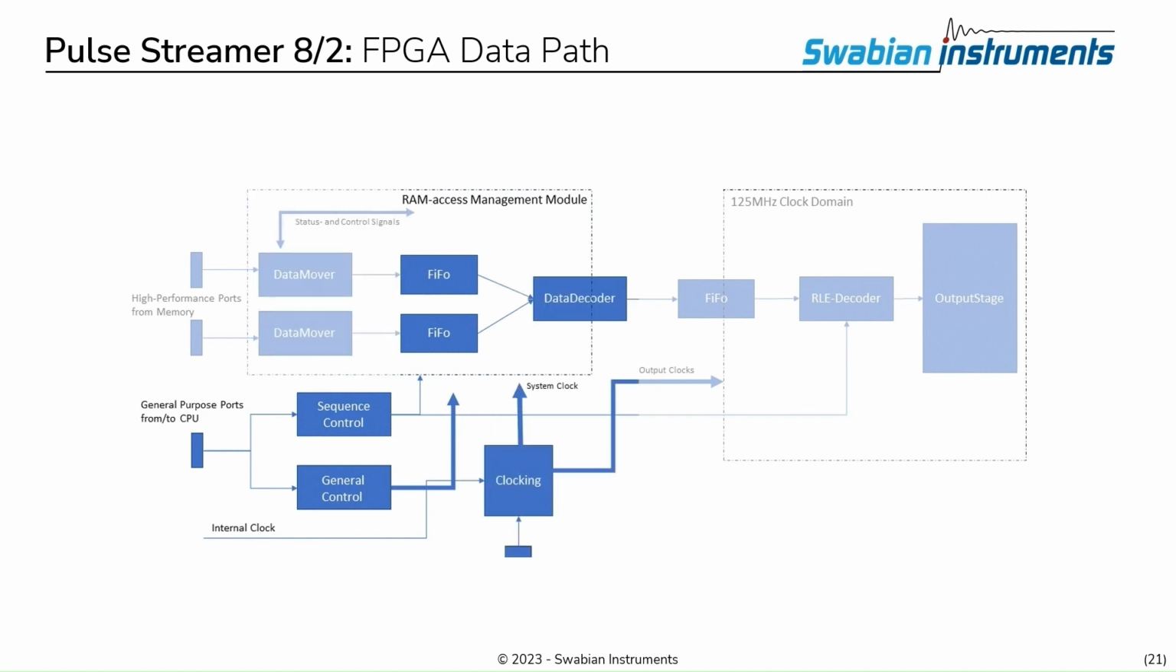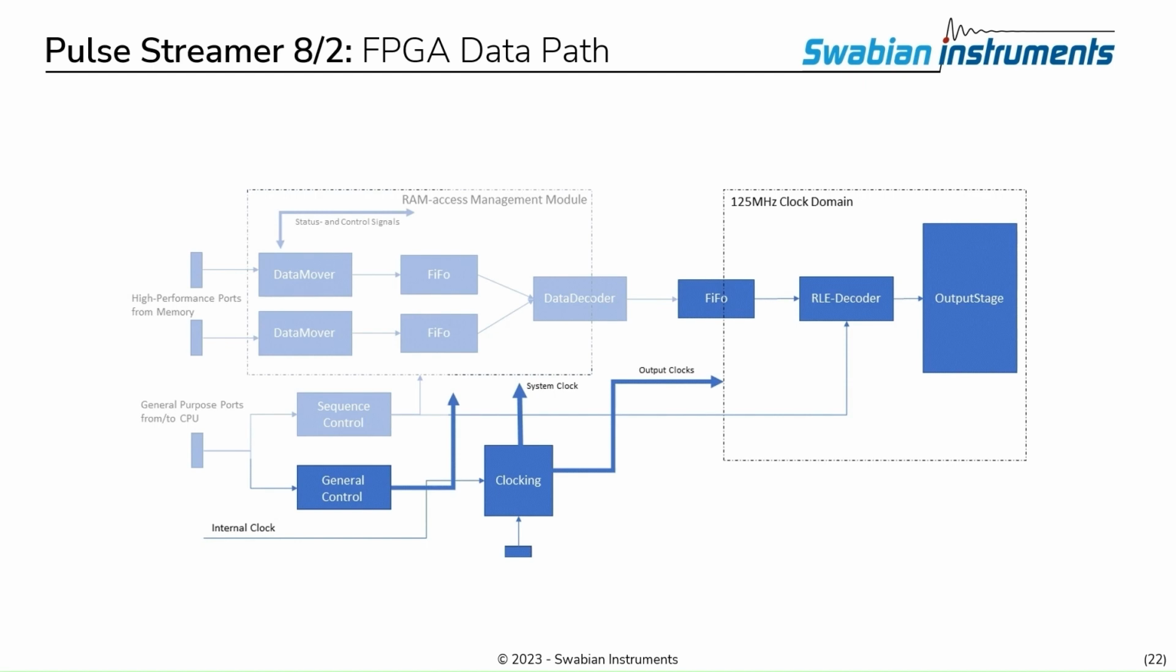The data decoder module brings this data in the correct order and decodes it to the internal data format. After crossing the boundary of the output clock domain, a decoder module performs run-length encoding and applies data and control signals to the digital and analog output stages.